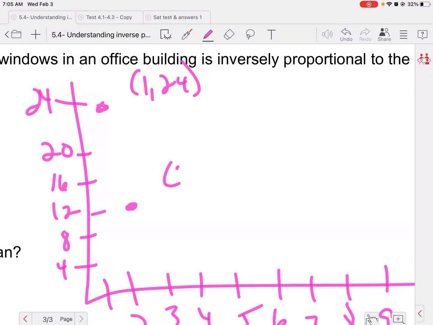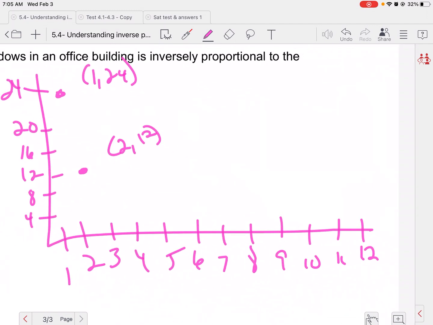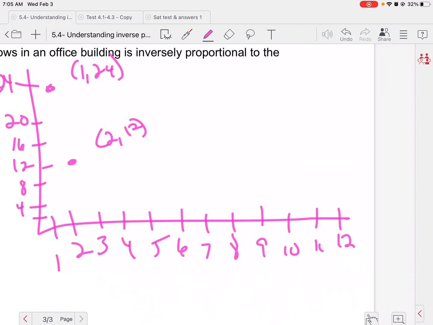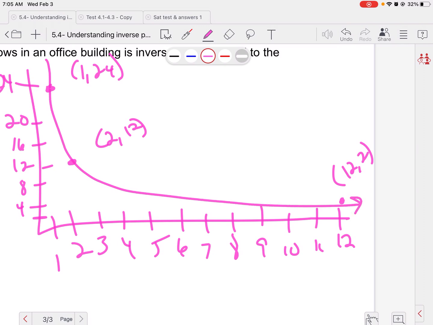Then (2, 12), and then (12, 2). So 2 is right about there. I'll keep it in pink. Sorry, I kind of missed that last point there. I'll just make the point a little bit bigger.